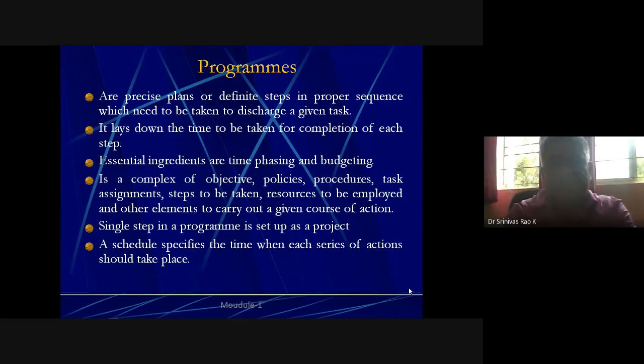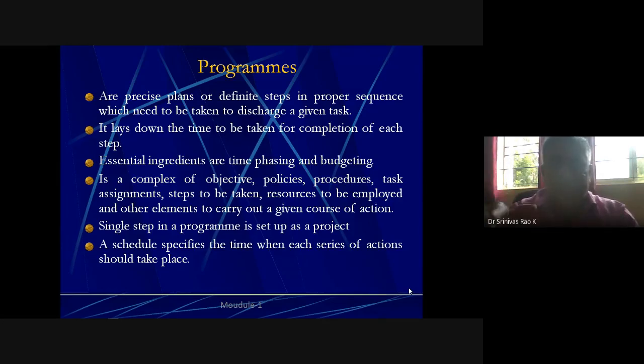Now it lays down the time taken for completion of each task. In a program, you must have seen, procedure is different. In a procedure there are no timings, but in a program there are timings. Every song should start at this time and end by this time, a 3 minute song. And some skit is there, which will start at this time and end by this time, a 2 minute skit. Then a dance program, 7 minutes, a group dance. So every specific step has its own timing. Only programs have timing. Procedures and policies will not have timings.